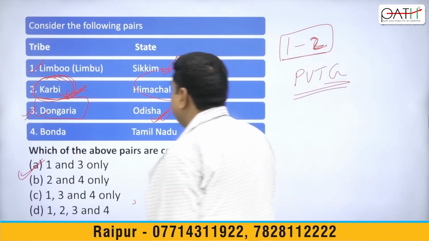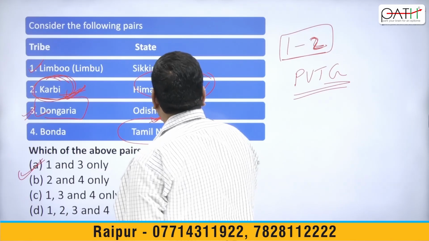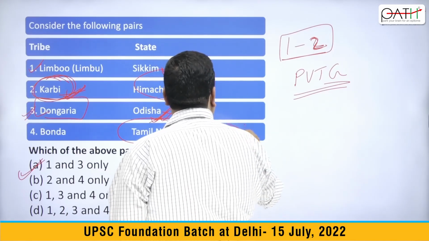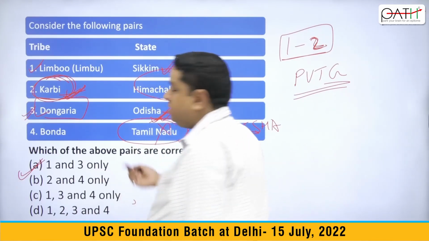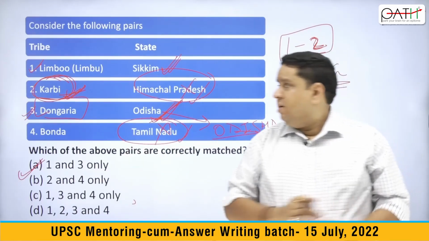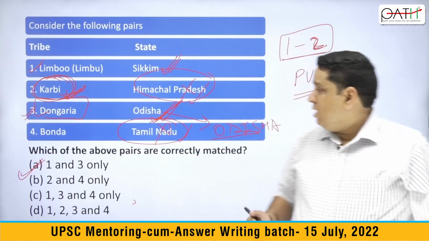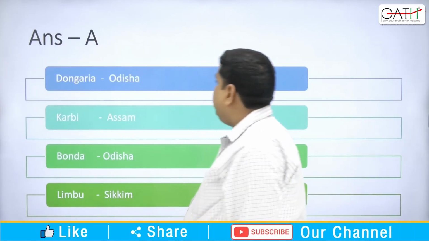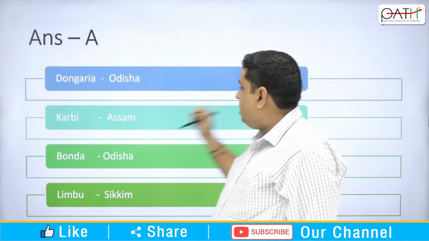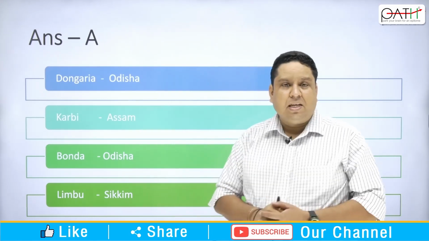But as far as Bonda tribe is concerned, Bonda tribe is also residents of Odisha. They are not residents of Tamil Nadu. So that's why pair 1 and pair 3 are correct. So answer will be option A. Let us move to the next question. So here is the answer: Dongariya tribe Odisha, Karbi Assam, Bonda tribe Odisha, and Limbu tribe Sikkim.